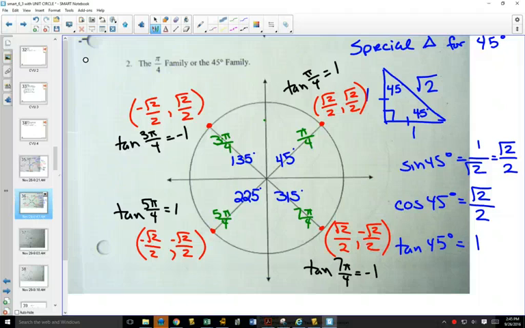So once you know the values in quadrant 1, you should be able to fill out everything else in quadrants 2, 3, and 4. Because the numbers are going to stay the same for the family, just change whether they're positive or negative.